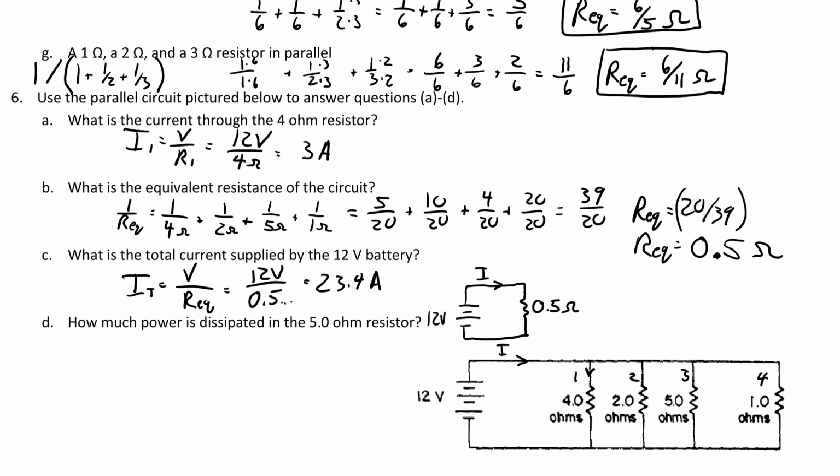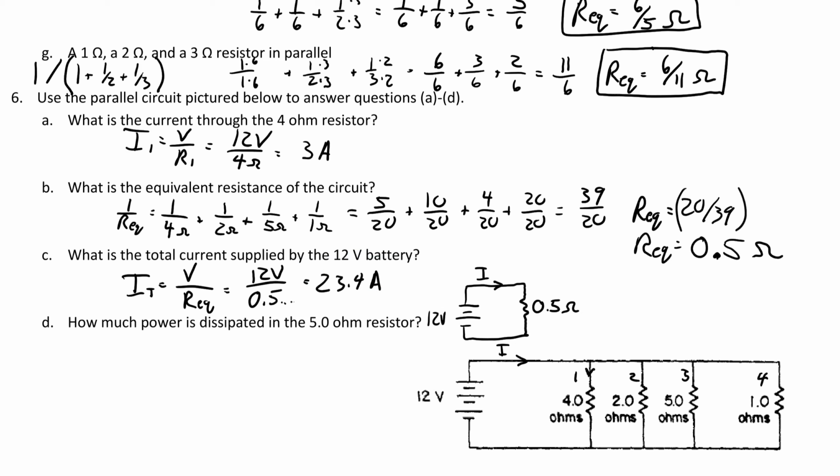Okay, so yeah, 12 divided by 0.5. That should be 24 amps, Mr. Nangle. What the heck? All right, but that's because in my calculator, I left the big long decimal, and it gave me that answer instead. 24 amps is fine, though. If you want to round it, that's fine.